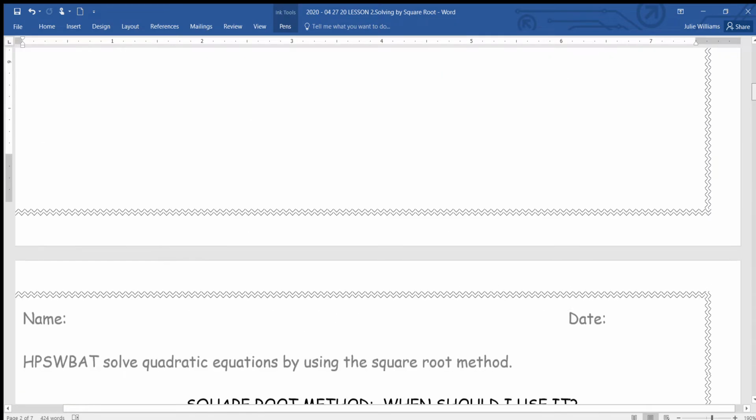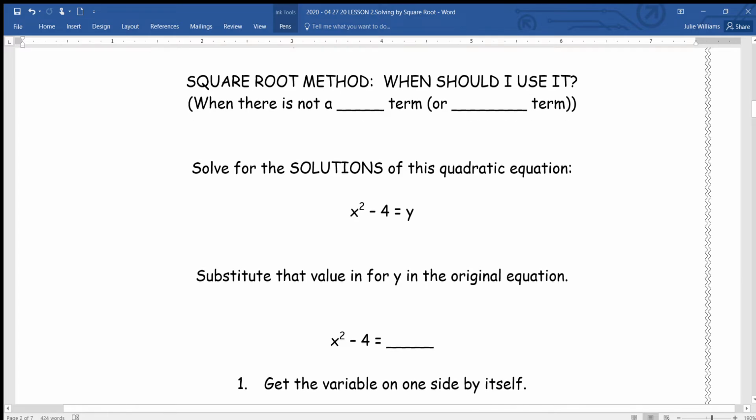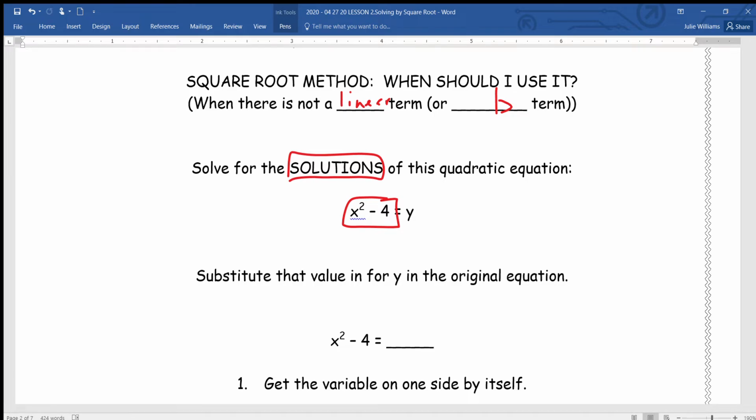Okay. So now let's talk about when you're going to use this particular method to solve quadratics. You're going to use this method when there is not a linear term or a b term, if you think of it that way. So for instance, if you solved for solutions of this quadratic equation, x squared minus 4. Right now it's set equal to y. Remember that when we're solving quadratics, and again I'll show you graphically why we're doing this, we set it equal to 0. So we're substituting 0 in for y. So it becomes x squared minus 4 equals 0.